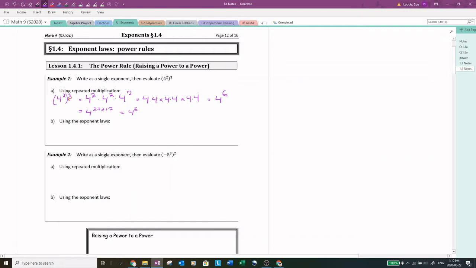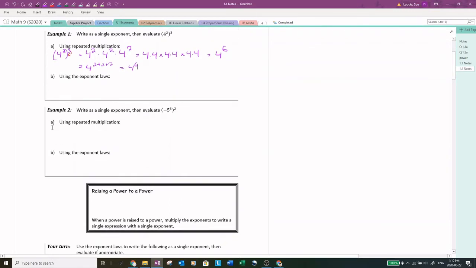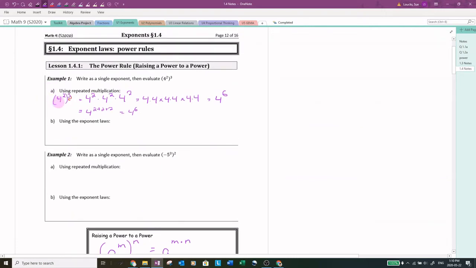Or we can apply the exponent law, and the exponent law of raising a power to a power says that a to the power of m raised to the power of n is a to the m times n. So you're going to multiply those two exponents together, which makes sense because if we come back up to the top here, that's what we did. We went 2 plus 2 plus 2, which is the same as 2 times 3. And if we look at the expanded multiplication, we had 2 here and 2 here and 2 here, so that was 3 groups of 2, gets us 6.